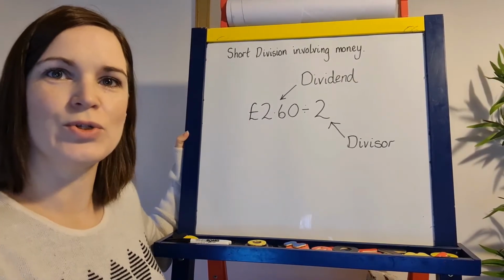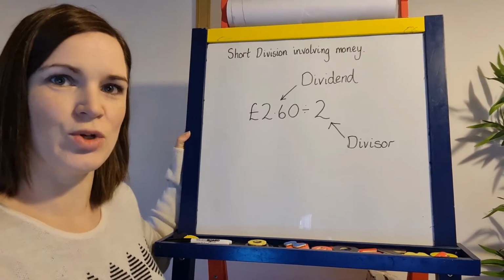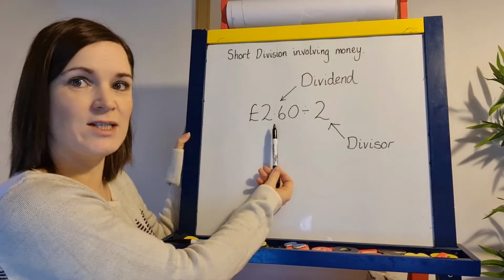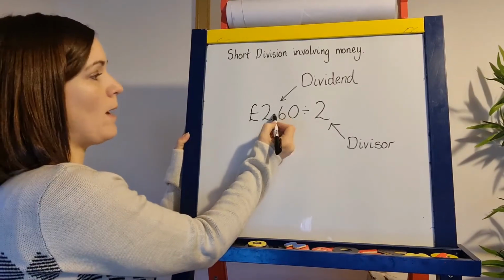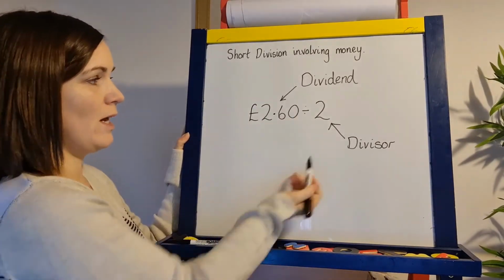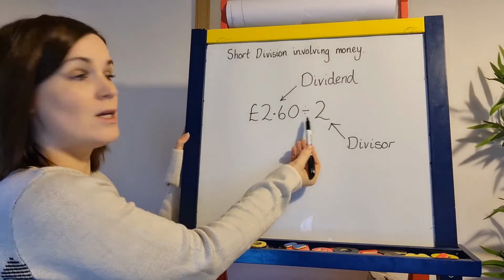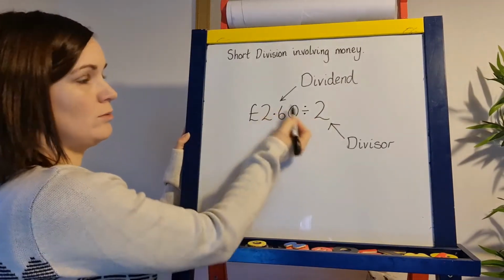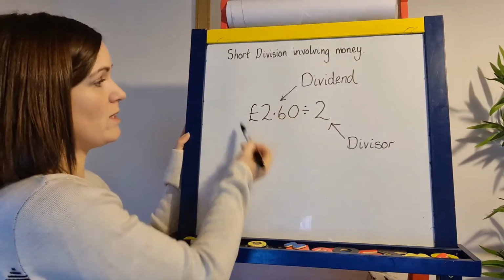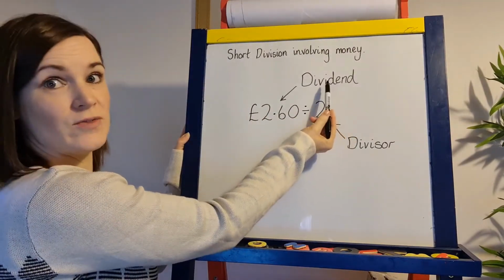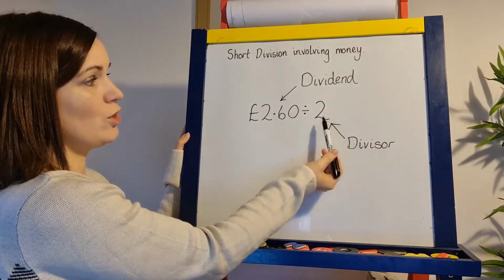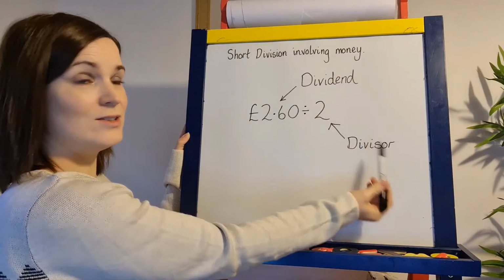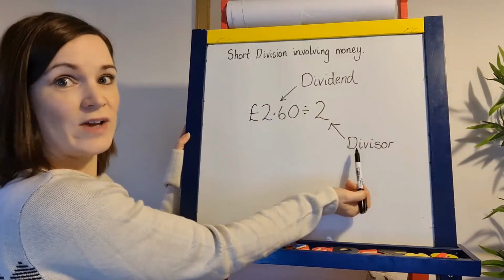So here are the two different parts to your division question. You have the number that's going to be divided, which in this case is £2.60, and it's being divided by 2. So this number that's going to be getting divided, the £2.60, is known as your dividend, and the number you're going to divide by is known as your divisor. Your dividend and your divisor.